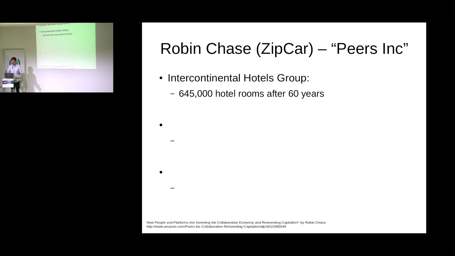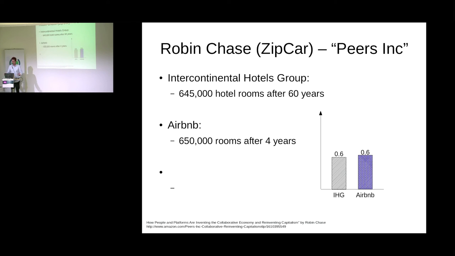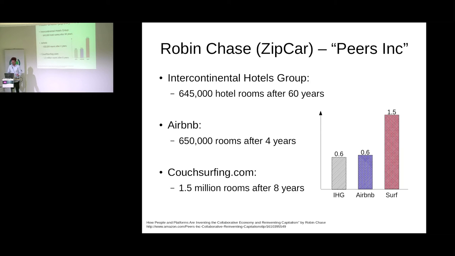So this is the traditional approach. We are centralized. We will build hotels. We will provide hotel rooms to people. Airbnb, after 4 years, has surpassed them. Airbnb has freed up the resource that is hotel rooms in a more peer-to-peer way, and after 4 years is already accelerating that exponential growth. Couchsurfing.com is even more ahead. So by freeing up resources, we can deal with the fact that the exponential resource requirement of the world can be met.